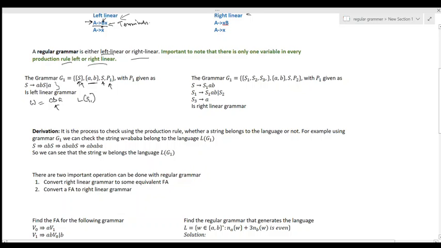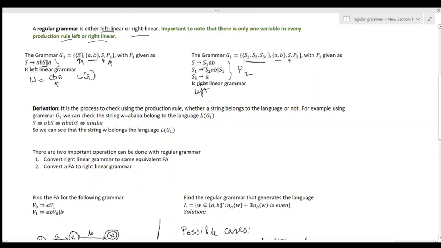In the second example, we see there are three variables, S1 to S3, terminals a and b, the start symbol is only S, and P2 is the production. In this case we see this grammar is right linear, because the variable is at the rightmost position. In this other case, it should be left linear, because the variable is at the leftmost position. Now come to the important discussion: when we want to check whether a particular string belongs to the language generated by this grammar, whatever process we adopt is termed derivation.